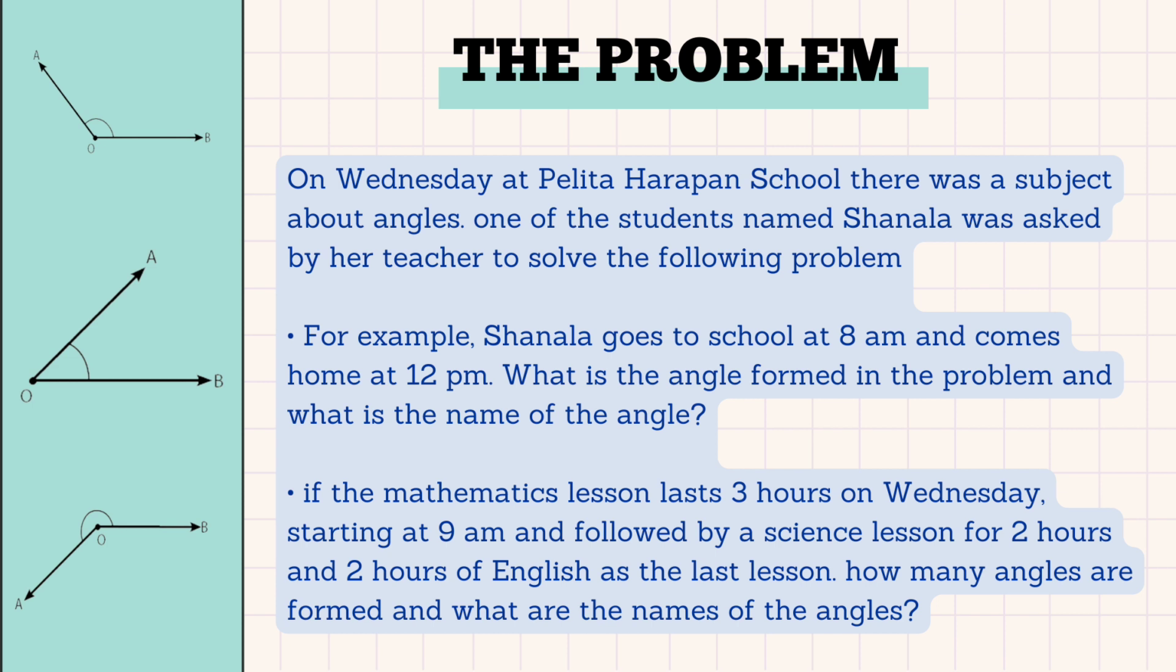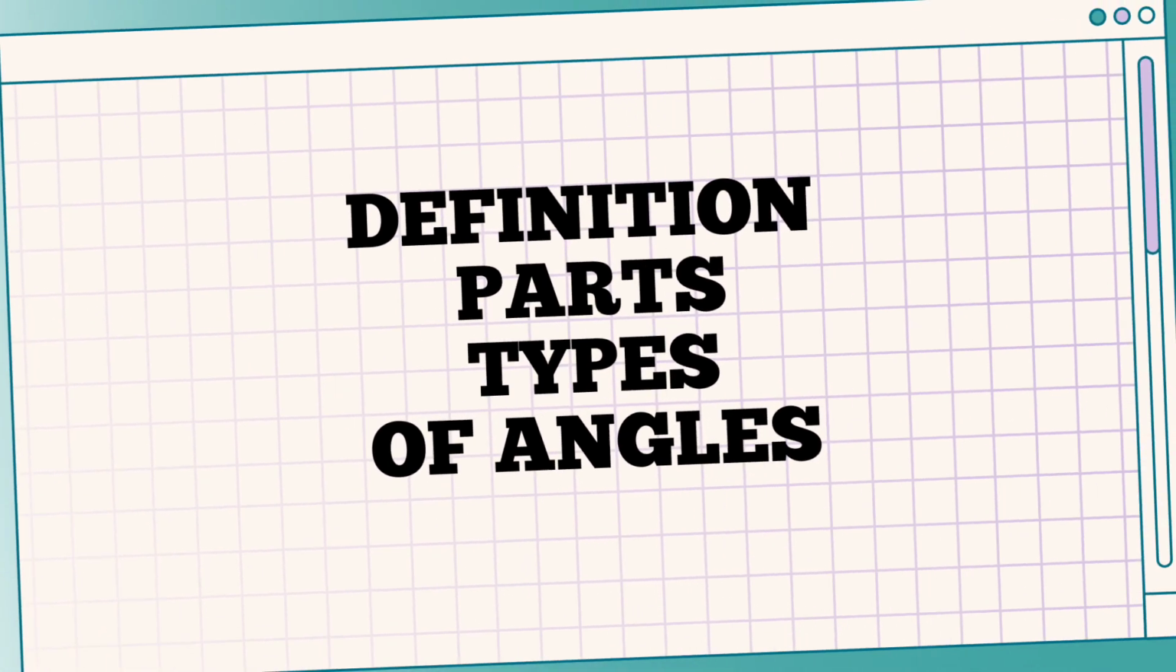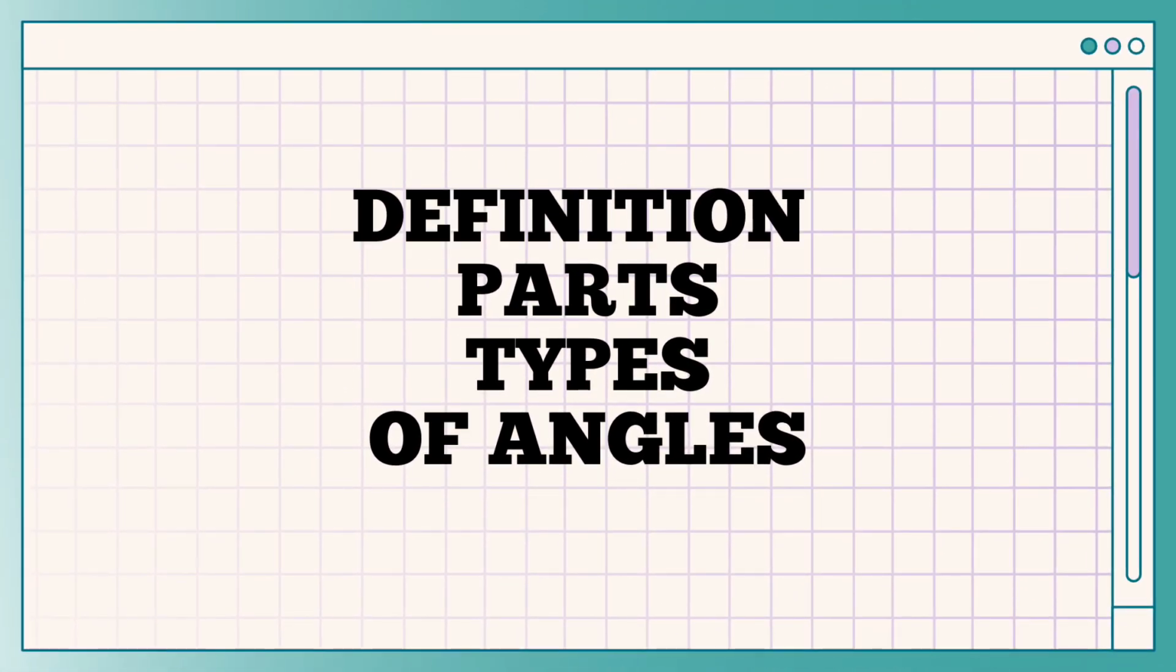Second, if the mathematics lesson lasts 3 hours on a Wednesday starting at 9 a.m. and followed by a science lesson for 2 hours and 2 hours of English as the last lesson, how many angles are formed and what are the names of the angles? But before we solve that problem, allow me to share a little material about angles. Here there are definitions, parts, and also various types of angles.